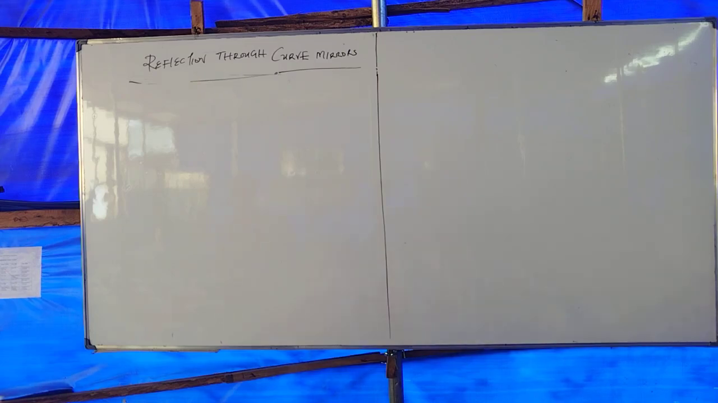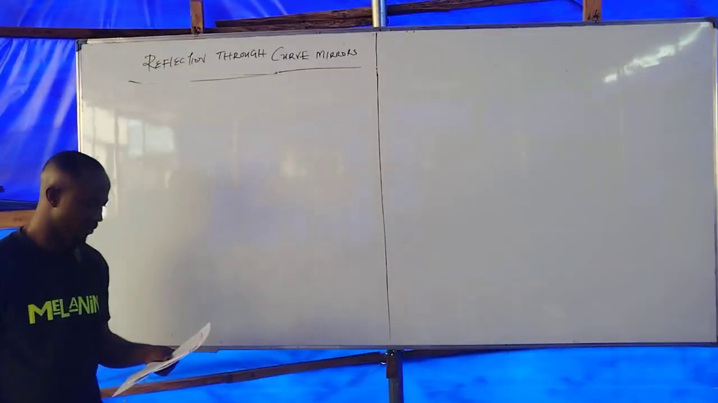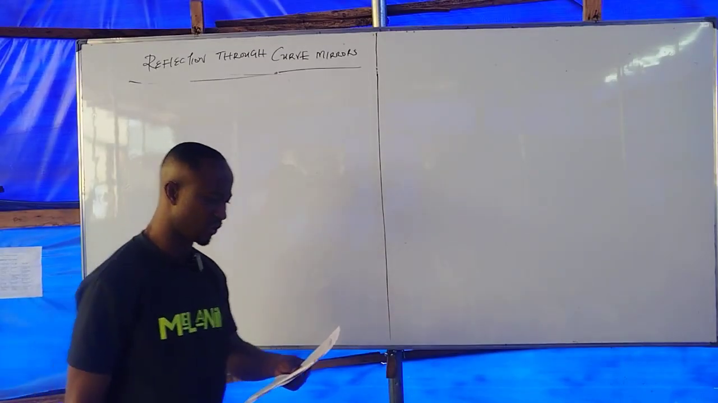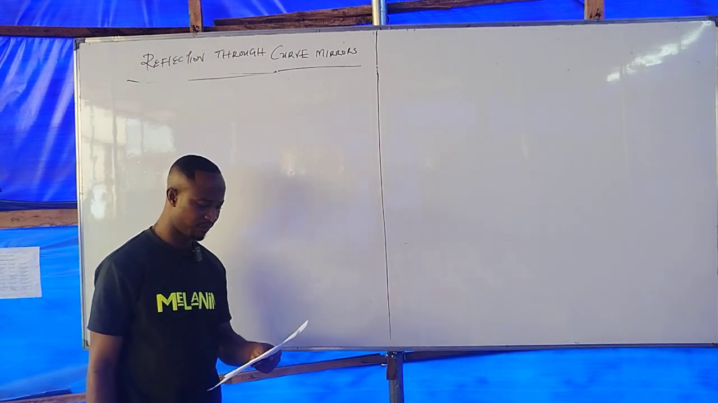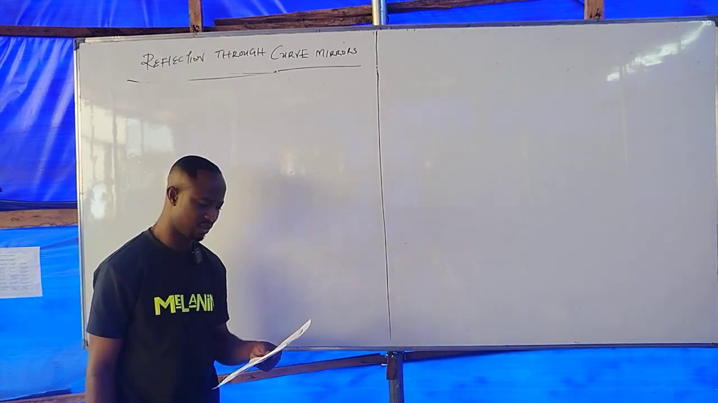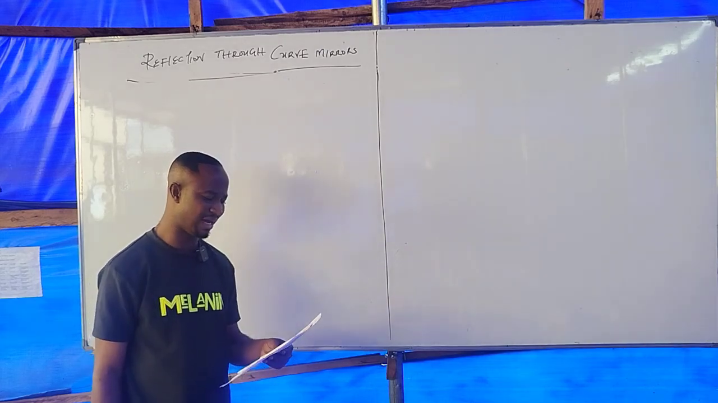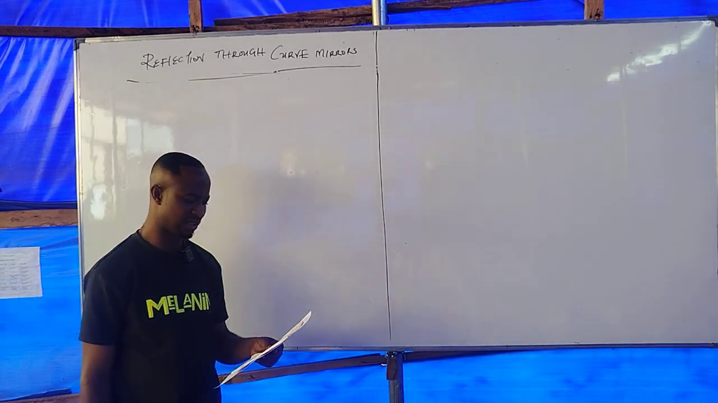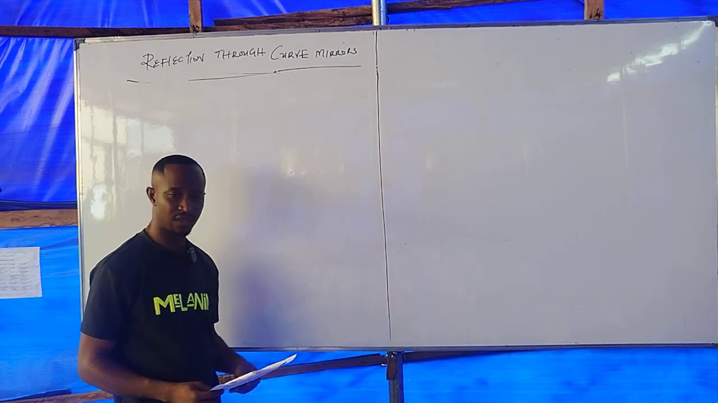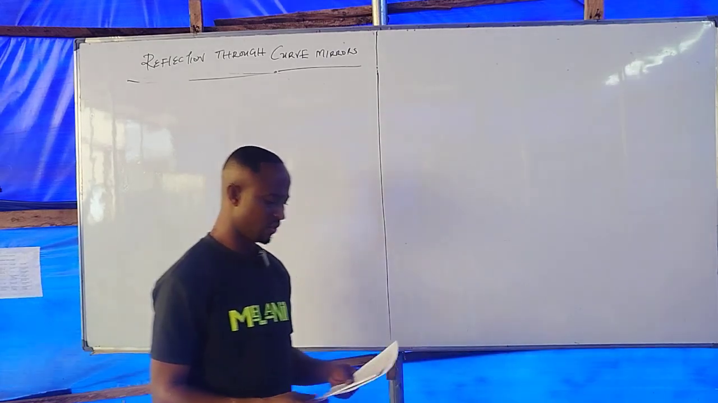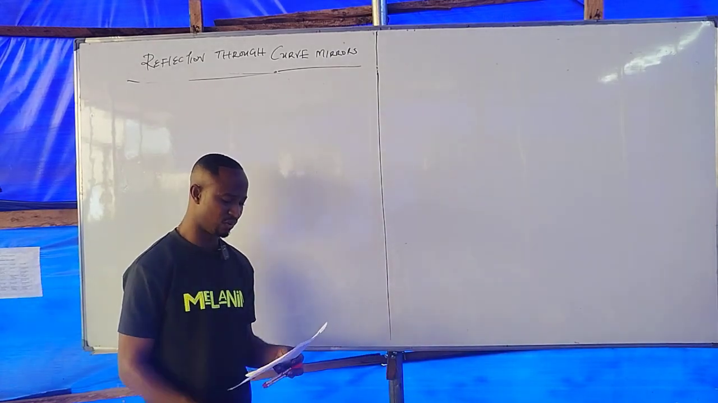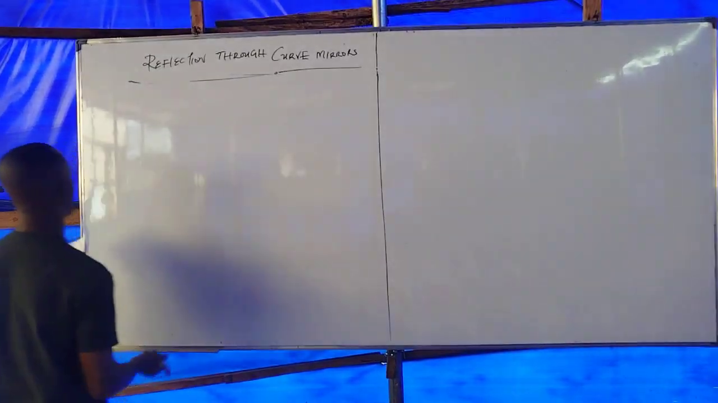Okay, the next question says that where must an object be placed with respect to a convex mirror with focal length of 25 in order to obtain an image two-third as far behind the mirror as the object is in front? I repeat again, where must an object be placed with respect to a convex mirror with a focal length? Now we're given our focal length to be 25 centimeter.